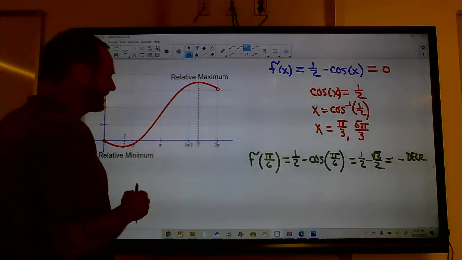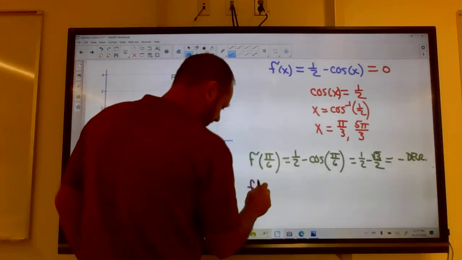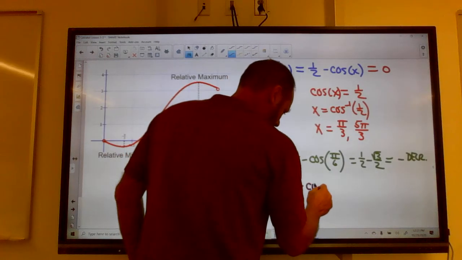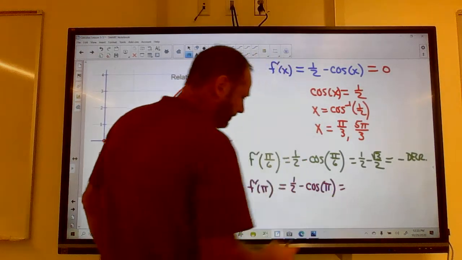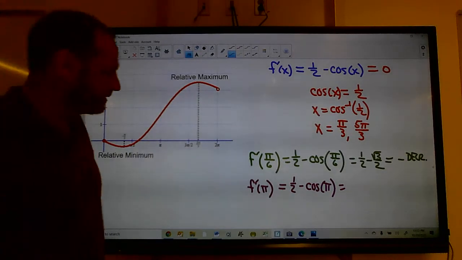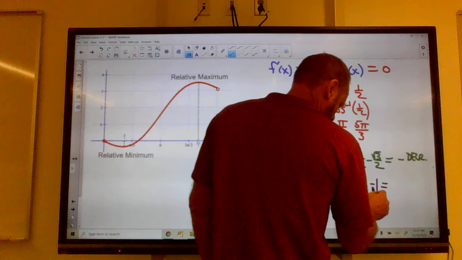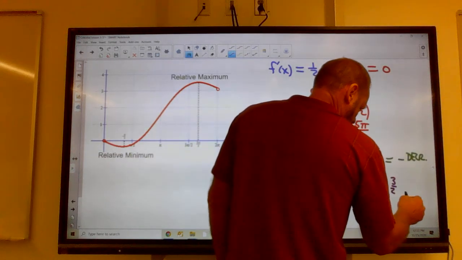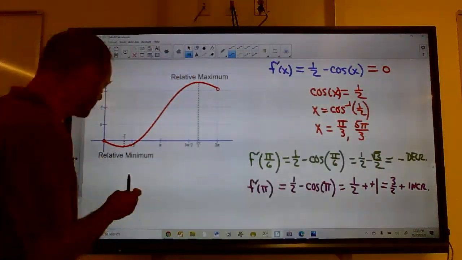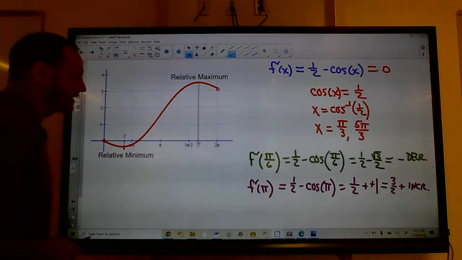All right, now I'm going to find a place in between pi over 3 and 5 pi over 3. I don't know. Let's try f prime of pi. So it'd be 1/2 minus cosine of pi. So the cosine of pi is going to be -1. So this is 1/2 minus -1, which is 3/2, which is positive. So that means it's increasing, which makes sense because it's increasing from pi over 3 to 5 pi over 3. This thing's getting bigger that entire time.